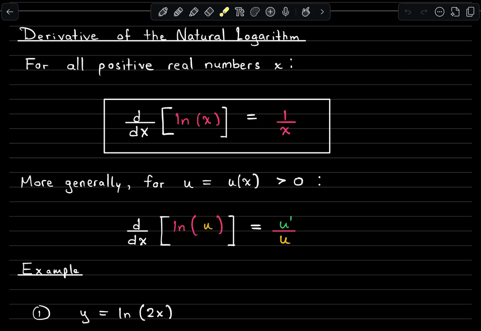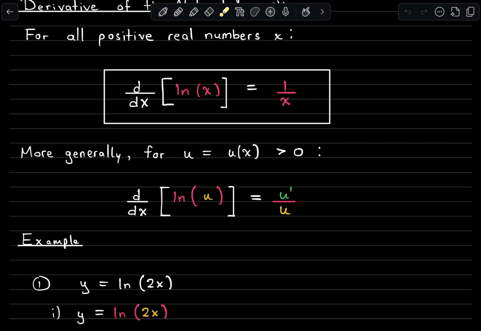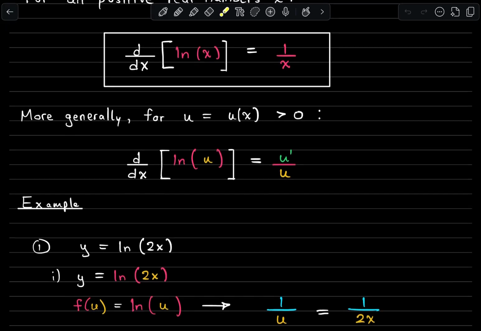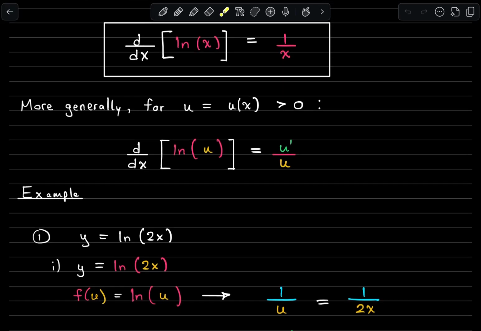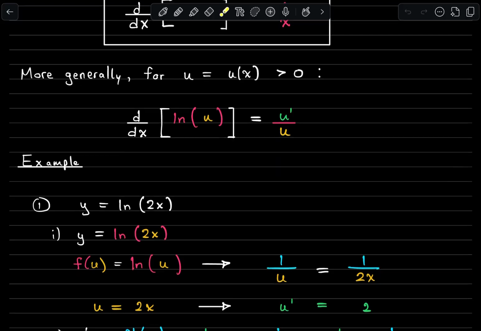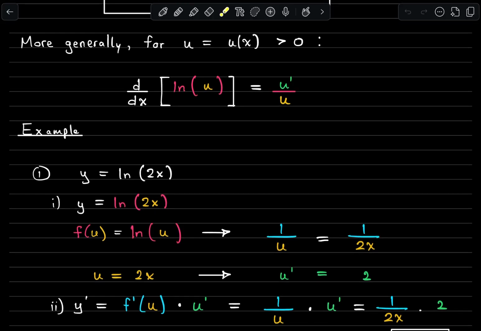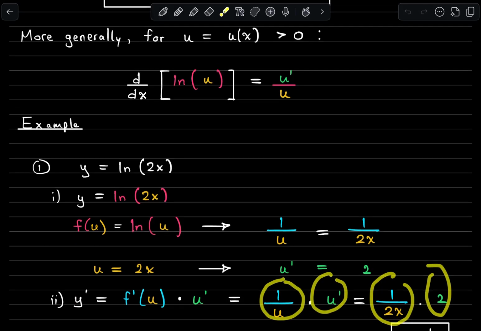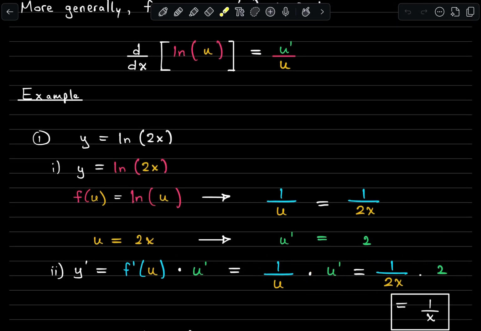Example 1, we've got the natural log of 2x. Natural log is our outer function, 2x is our inner function. If we did this using our old-fashioned chain rule, we take the derivative of the outside. That will lead us to 1 over u, according to this law, u being 2x. We take the derivative of the inside, u prime would be 2. By chain rule, we would have f prime of u times u prime, and that would lead us to 1 over 2x times 2, or just 1 over x.